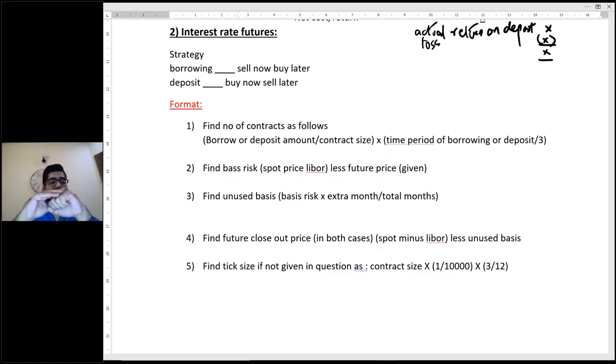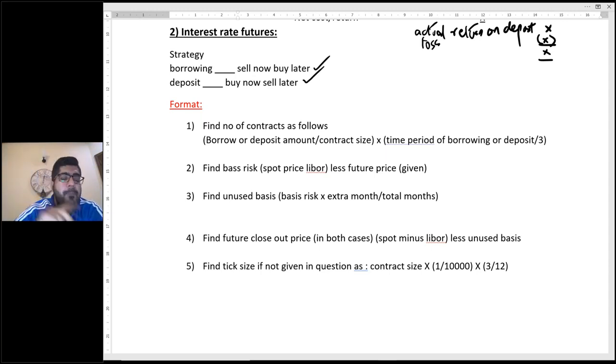Now, how to handle interest rate futures? First, remember, either you will get a borrowing case or a deposit case. Remember yesterday we said that in payment we have to buy a call option, in receipt we have to sell a put option. There were rules of options. Similarly, there are rules of futures. If it's a borrowing case, we use the sell now, buy later strategy. If it's a deposit case, we use the buy now, sell later strategy.